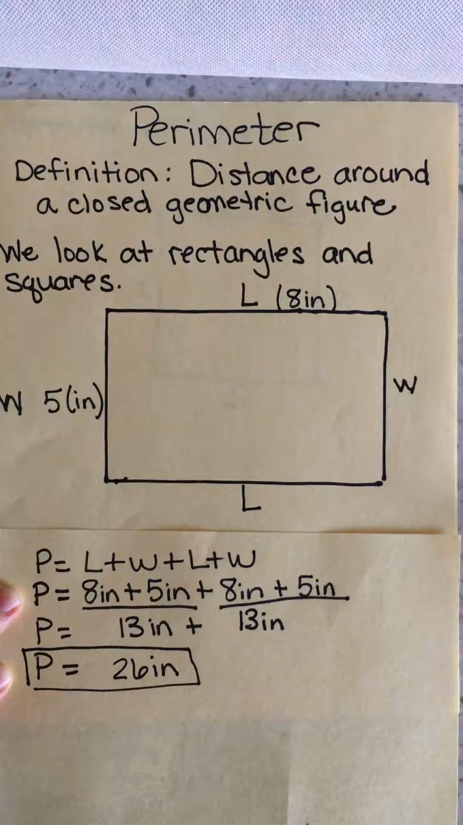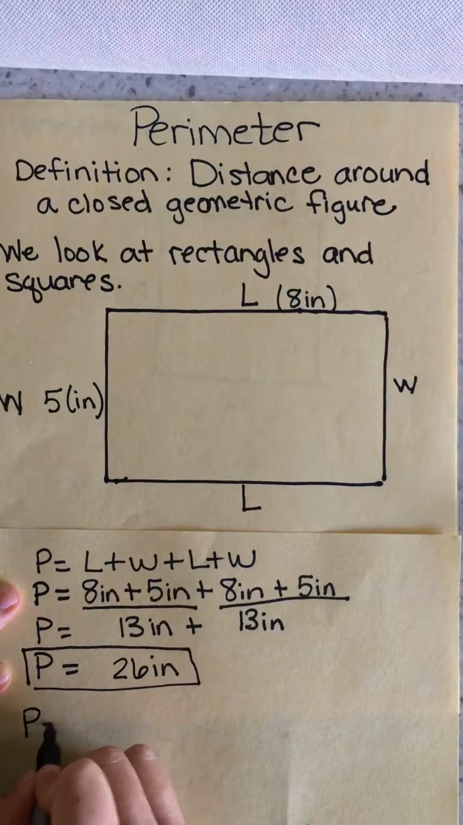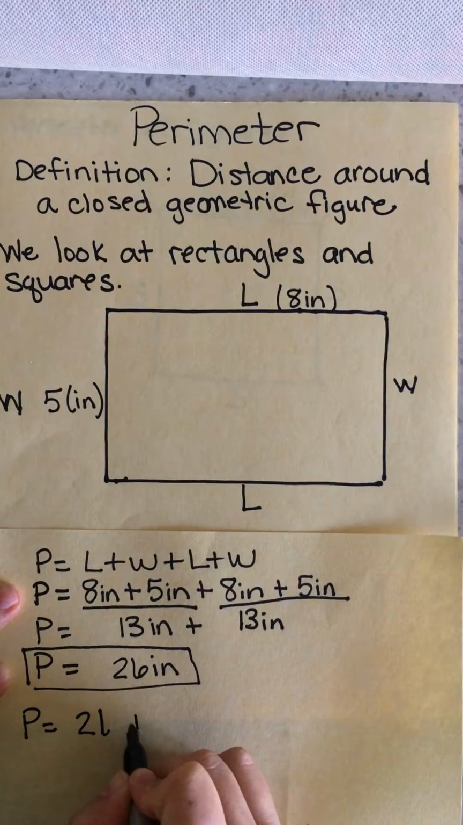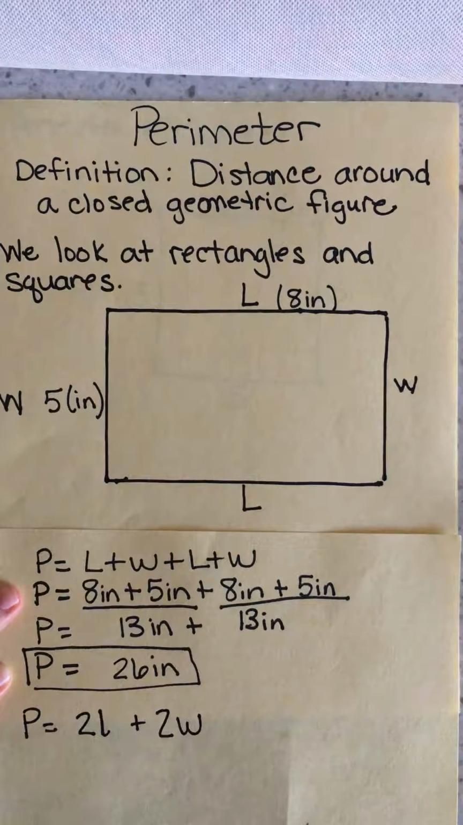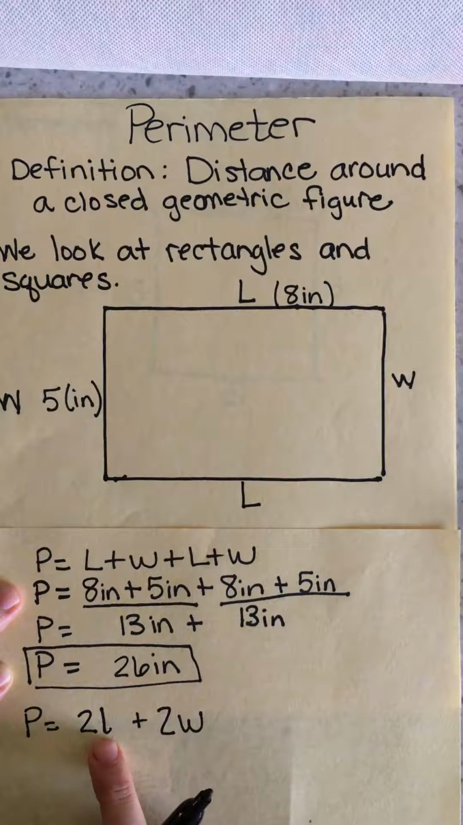Now, we do have another formula that we have to know how to fill in and to use. And this formula is P equals 2 times the length plus 2 times the width. Now, we have learned in class that if a letter or a variable is side by side with another, or anything next to a parentheses, side by side tells us to multiply.